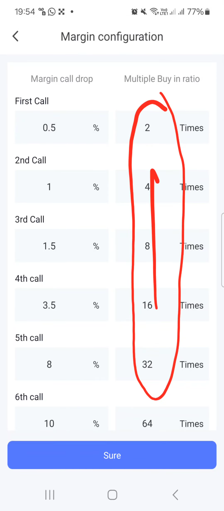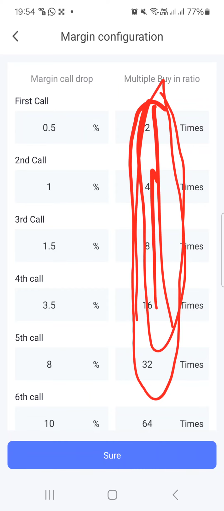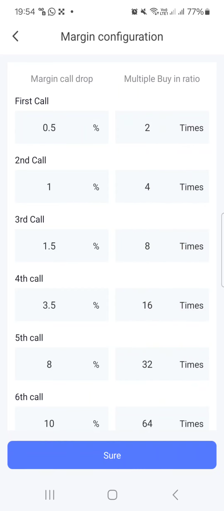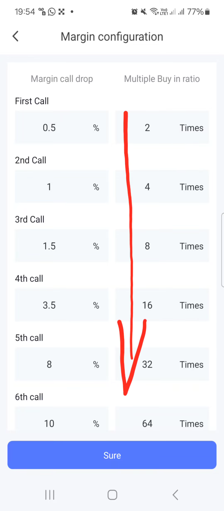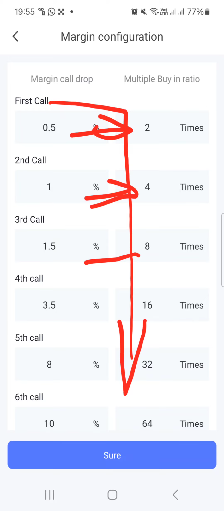So please make sure that you use this method, the double up method. You double up as the price falls. You can see every price drop, we're increasing the amount of times we're buying. If the amount increases, we're increasing the amount of times we're buying. I hope that makes sense.